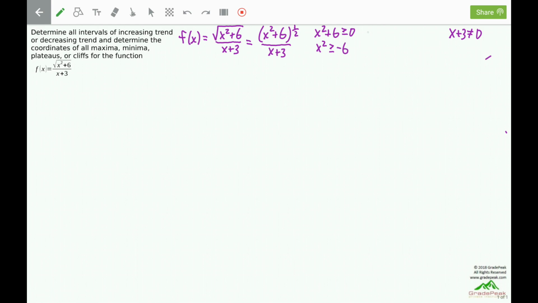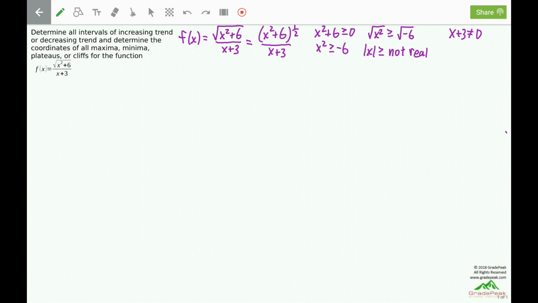We can then take the square root of both sides. The square root of x squared is greater than or equal to the square root of negative 6. The square root of x squared is the absolute value of x, and it's greater than or equal to the square root of negative 6, which is not a real number. And since the domain is made up of real numbers, and we're comparing this against something that's not real, this inequality does not matter to the domain.